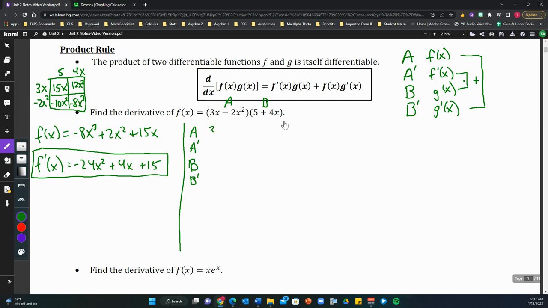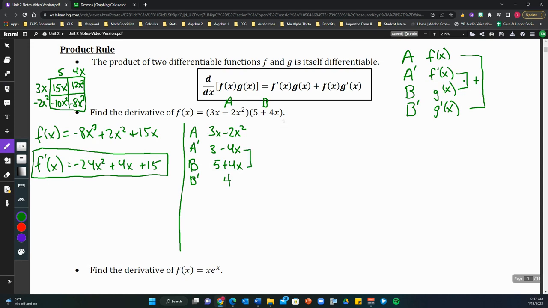It's definitely helpful. So my A function is 3x minus 2x squared, whose derivative would be 3 minus 4x. So just using power rule there. And then my B function would be 5 plus 4x, whose derivative would just simply be 4. Remember, derivative of a constant is 0, so it disappears.